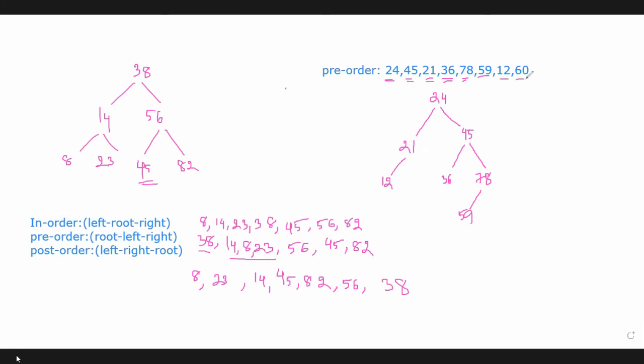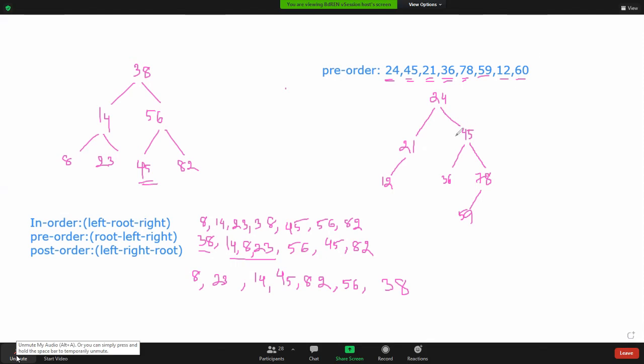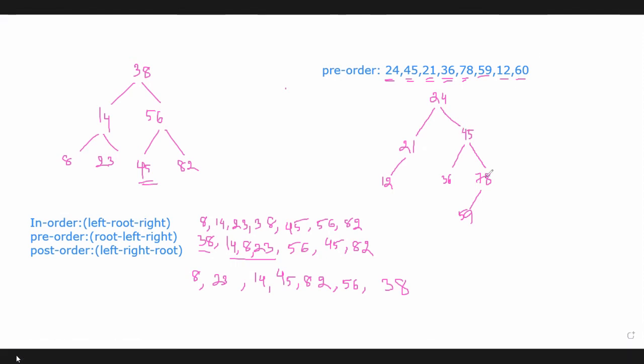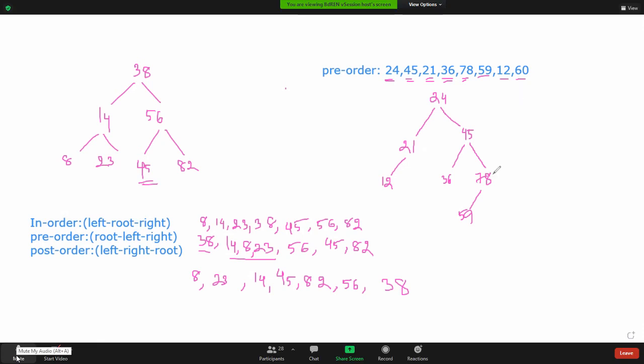Now the last node, 60. Is it greater than 24? Yes. And it's also greater than 45. 60 is greater than 45. And here 78 is the right child. So again compare it with 78. 60 is less than 78. But 78 has a child that is 59. Okay. So where will we add 60? On the right of 78.